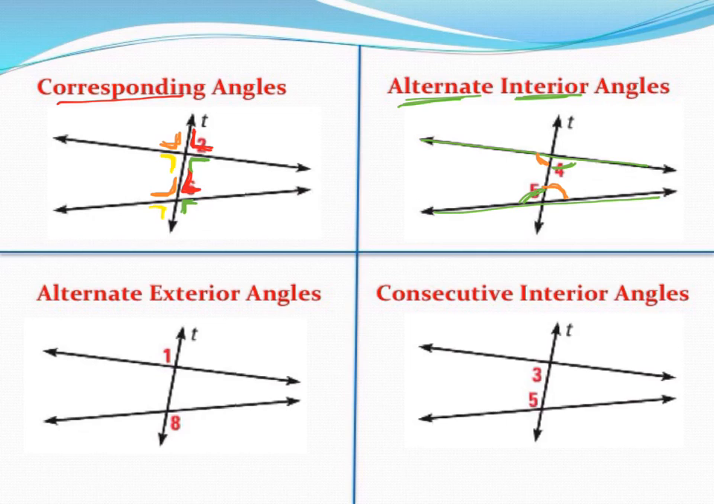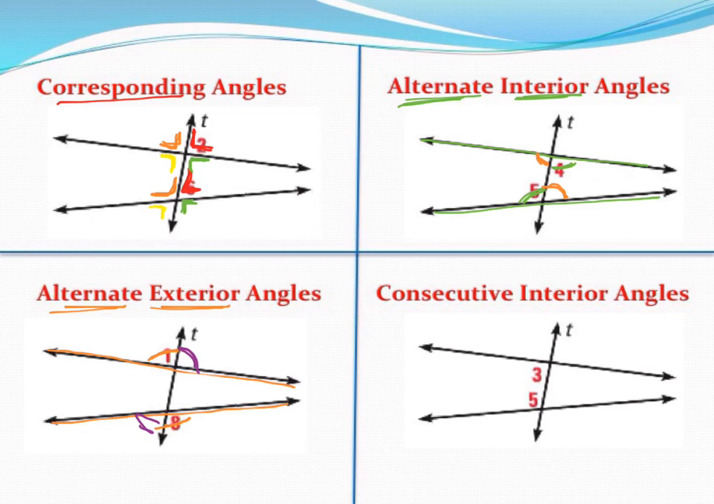Okay. Next up are alternate exterior. Well, alternate refers to that same idea: one angle will be on the left of the transversal, one will be on the right. Exterior means it's outside of these lines, outside of the hamburger bun. So on the left and on the right, there are my alternate exterior angles. And as you're probably guessing, there's a second set of alternate exterior right there and right there.